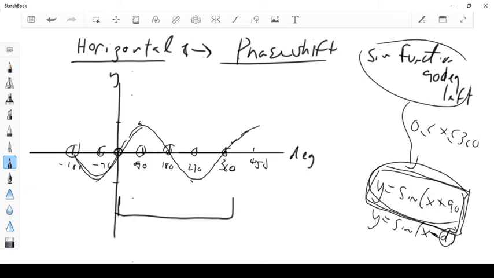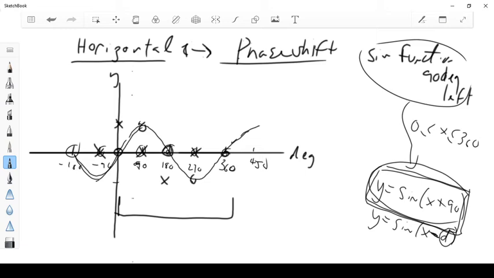So I'm going to take this point and move it here. I'm going to take this point and move it here. I'm going to take this point and move it here. I'm going to take this point and move it here. And I'm going to take this point and move it here. But now I have a problem.